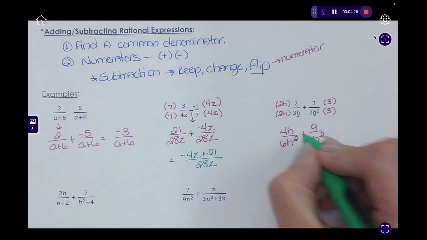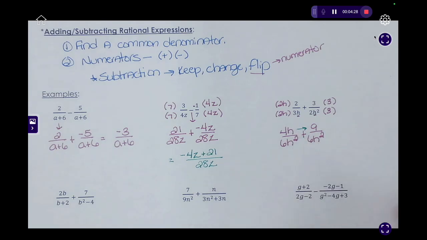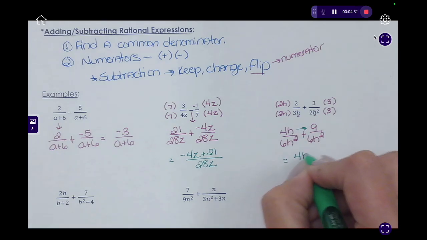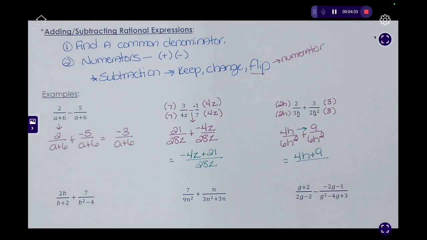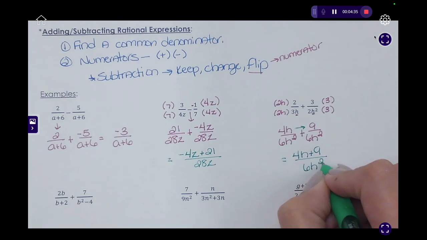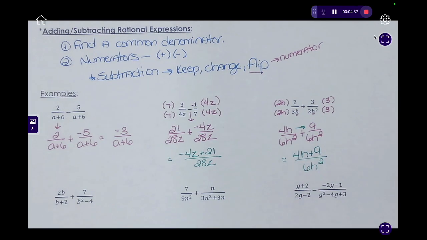So now I'm just going to add across the top. Again, these are not like terms. So when I write my answer, I'm just going to have the 4h plus 9, and then that 6h squared stays the same on the bottom. Okay, so looking at these three, these are kind of like your basic ones just to make sure you understand how to find that common denominator.